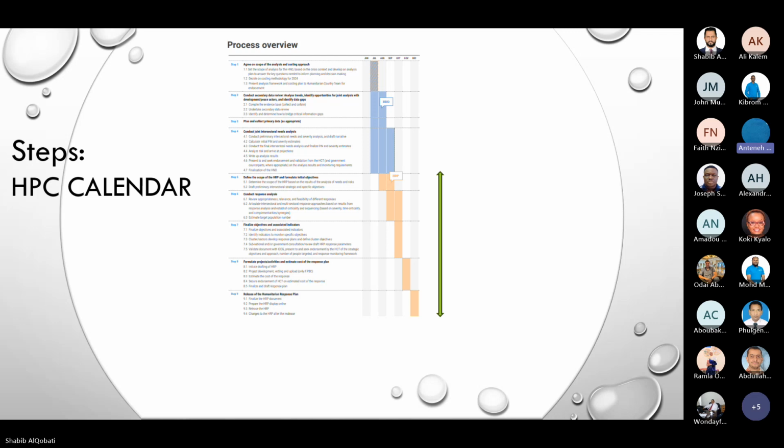It starts with defining the scope of the process, the scope of the HRP, and setting strategic objectives, followed by response analysis. Then each sector goes to their respective sector and develops their sectoral plan. Eventually the cost of the response is estimated, and finally, the HRP is published at the country level. Next.